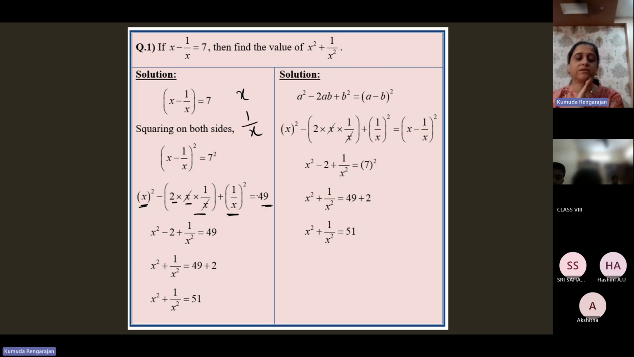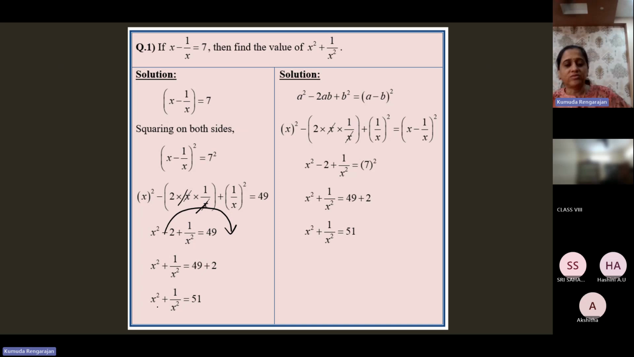Seven squared is 49. So the x and x here get cancelled. So we have x squared minus 2, because x cancels, right? So you have only 2. 2 into 1 is 2. Plus 1 by x squared is equal to 49. Minus 2 goes to the other side as plus 2. So x squared plus 1 by x squared is equal to 51. Very simple. You just have to write the equation given and square it on both the sides. That's all.